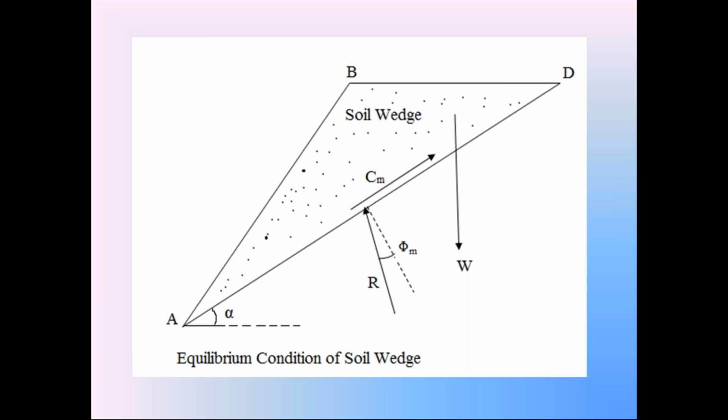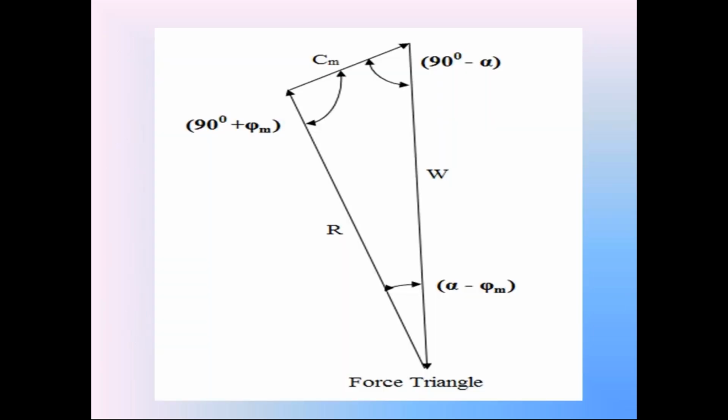Since the soil wedge is in equilibrium under the three forces W, Cm and R, these three forces will form the force triangle. Check the force triangle of the three forces W, Cm and the reaction R. This is the force triangle. What are those three forces? W, first force; Cm, second force; R, third force.